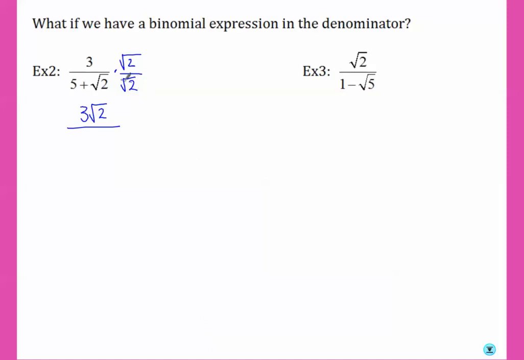On the bottom we'd have to distribute the square root of 2, so we'd end up with 5 square roots of 2 plus the square root of 4. Now the square root of 4 would simplify to 2, but then we'd still have this square root of 2. So we need to do something a little bit different. In this case, we need to multiply by the conjugate.